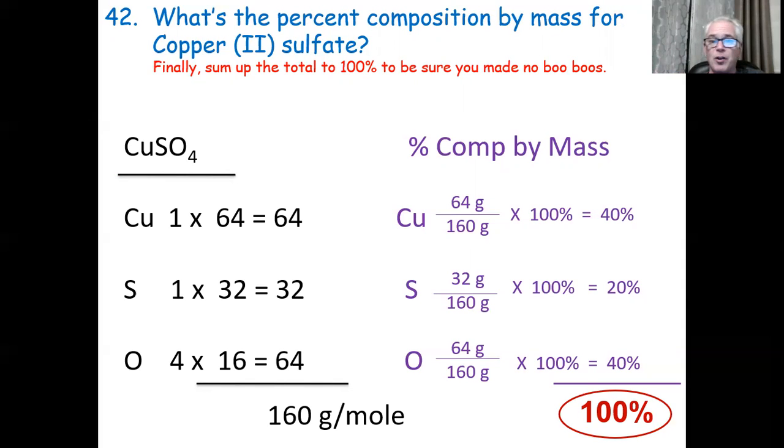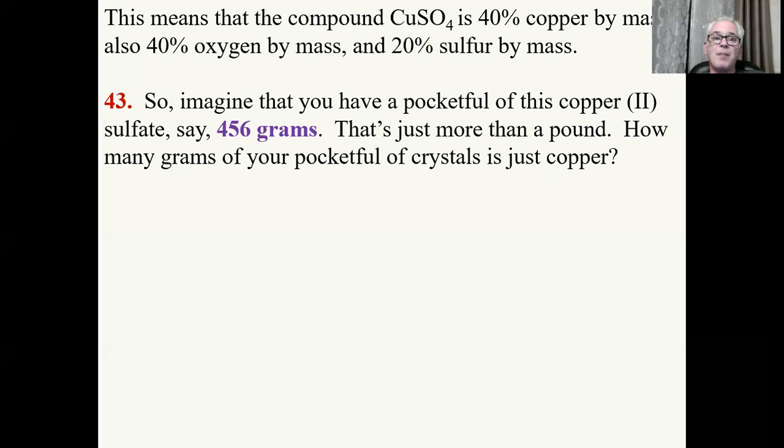However much I dump on your front yard, 40% of it is copper, 20% of it is sulfur, and 40% is oxygen. Now, it's all bonded together. By mass, though, if you were to decompose it and take it apart, that's what you'll get. These percentages make up what's called the percent composition by mass of copper or sulfur or oxygen of this stuff. This stuff has its molar mass, and it also has what's called percent composition by mass.